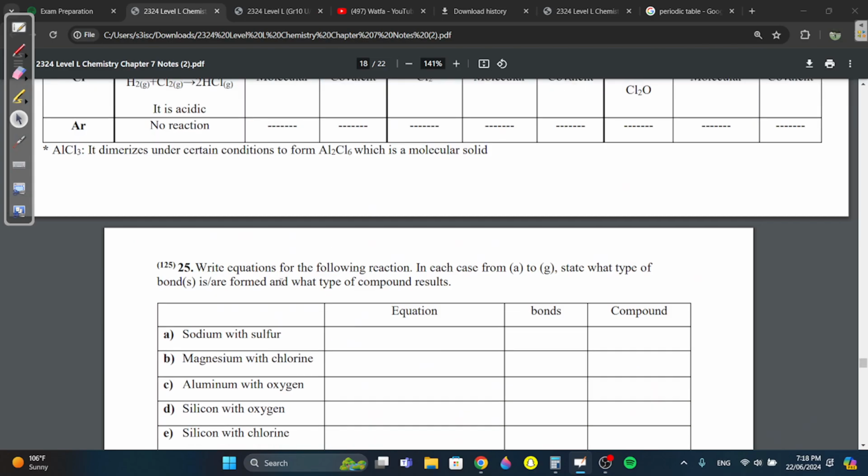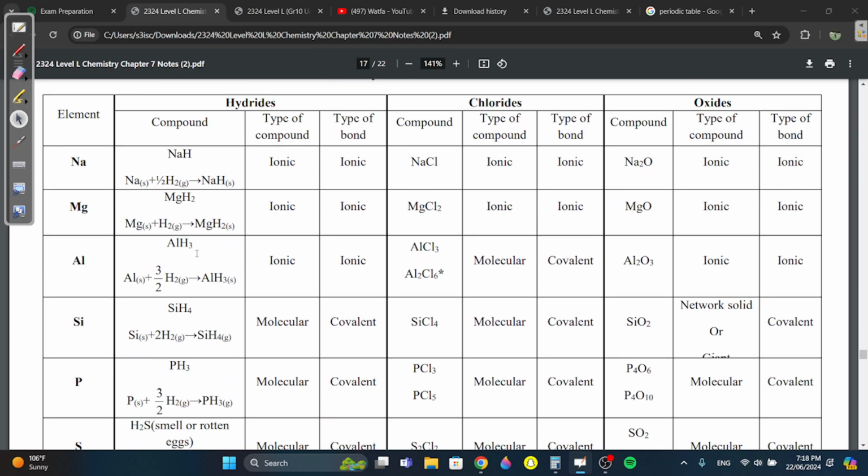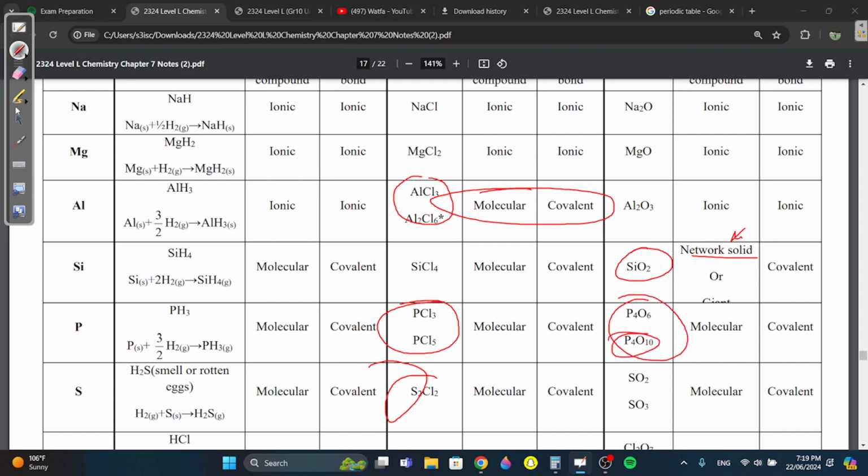Okay, I'd recommend you memorize this table. It's all easy to understand. In my previous chem video, which you should have watched by now, I explained it. You have to memorize this. You have to know that it's molecular, covalent. You have to memorize this, and this. You have to know it's a network solid, and you have to memorize this one before O10.